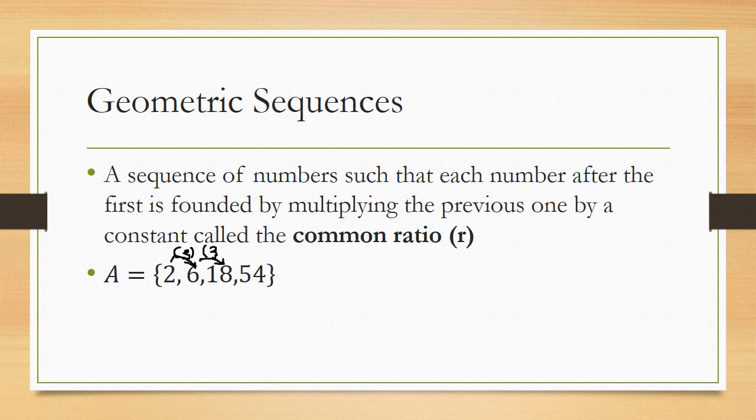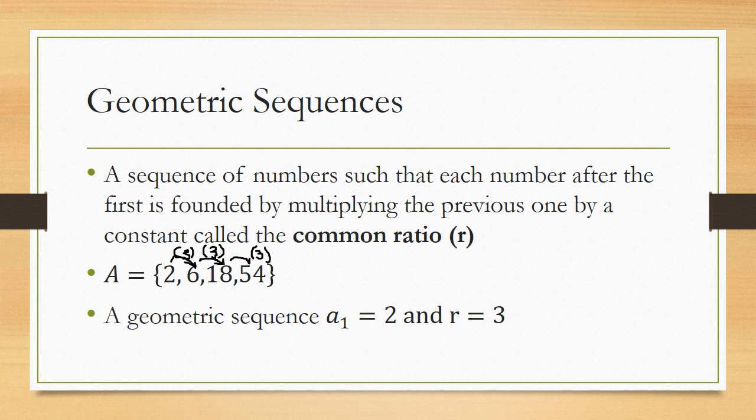So in this sequence, we have a constant ratio, and this ratio can be found by dividing two consecutive numbers. 6 divided by 2 is 3, 18 divided by 6 is 3, 54 divided by 18 is 3. This means that this is a geometric sequence with the first term of 2 and a common ratio of 3.